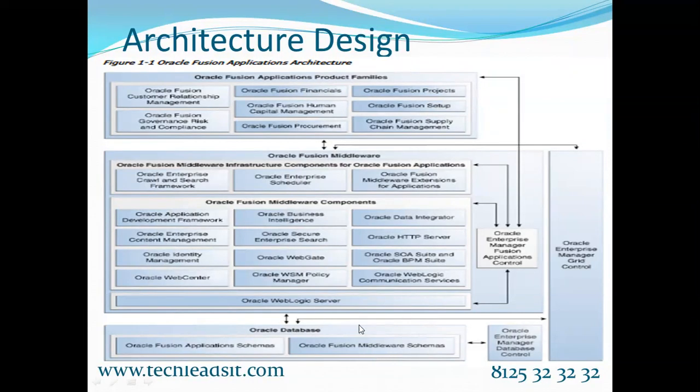Here, each one of the layers will communicate with the grid control, Oracle Enterprise Manager Grid Control. This is the best feature: if an application is down anywhere, it will send an alert to the respective team. So whichever application, component, or layer is down is reported at the grid control level. Okay, this is somewhat the architecture design of our Fusion application.